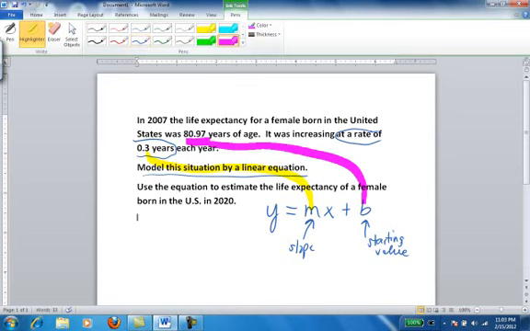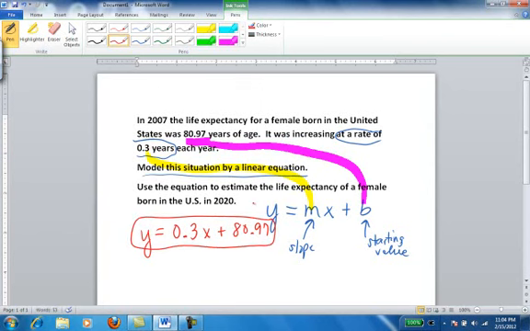So when you write the equation out, it's going to be y equals 0.3 times x plus 80.97. So your model will be this model right here. Now you have to understand how this works. If x is equal to 0, y will be 80.97. So you basically have to associate the 0 value, or the base value, with the year 2007. And that's the key to handling this kind of mathematical model.